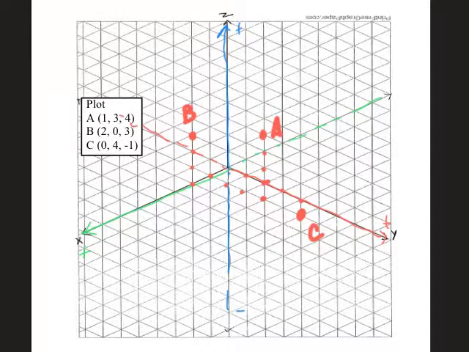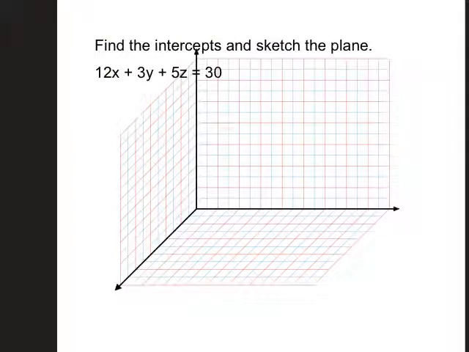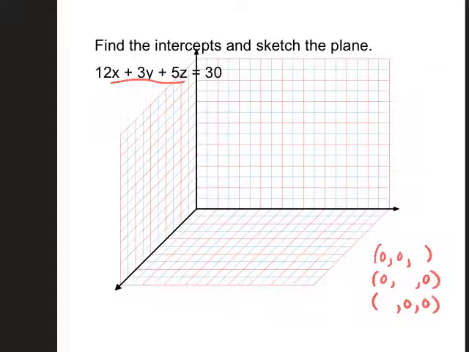How'd you do? All right, so this is a three-dimensional equation, and we can plot it. We can do it by finding the intercepts and then sketching the plane. So to find the intercepts, what you want to do is plug in 0 for x and 0 for y and solve for z. You want to plug in 0 for x and 0 for z and solve for y. And you want to plug in 0 for y and 0 for z and solve for x. Once you do that, we can plot those points and connect them to form a plane. Go ahead and pause it and find those 3 points.